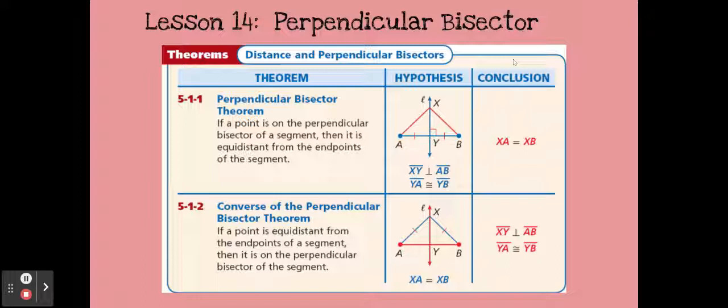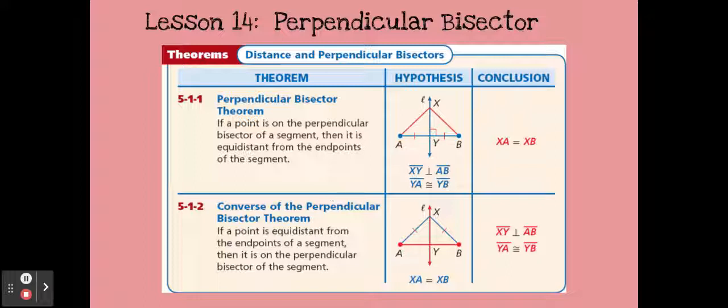So lesson 14. Remember we talked about perpendicular bisectors. The perpendicular bisector theorem: if a point is on the perpendicular bisector of a segment, then it is equidistant from the endpoints of the segment. So notice point X here is on the perpendicular bisector. It's perpendicular, marked by the box. Bisector, because you see it separates it into two congruent segments. So since X is on the perpendicular bisector, that means XA must equal XB.